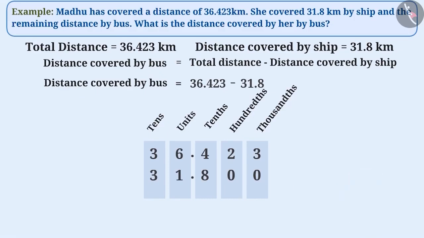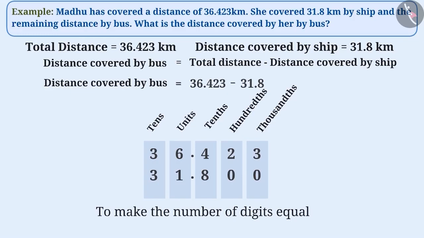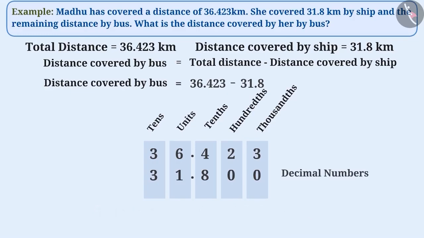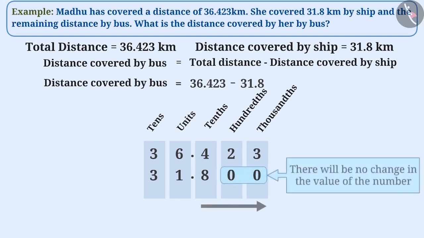Let me tell you. We do this because it is necessary to make the number of digits equal in both numbers. Since we can write any number of zeros to the right side of the decimal point, there will be no change in the value of the number. So let's subtract these.